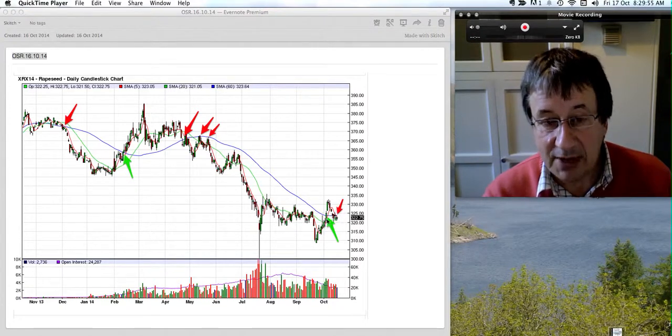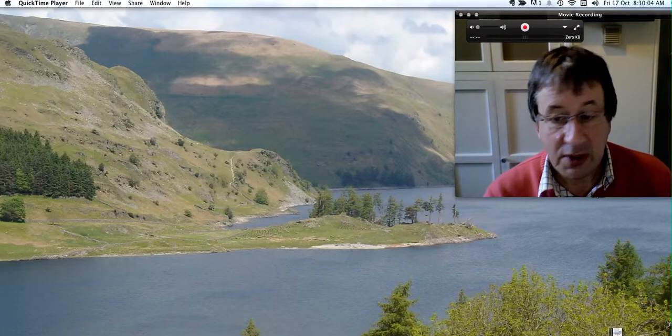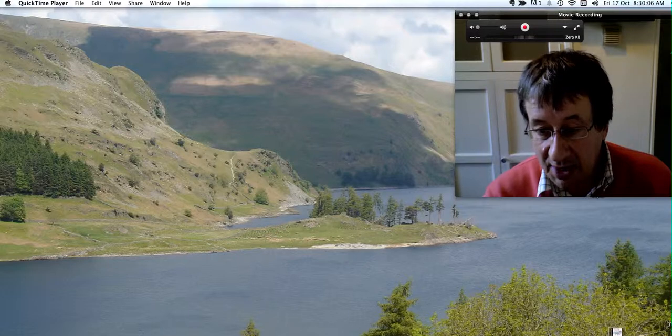If the same pattern continues on the wheat market, obviously we should see a test of this 120. But obviously some interesting price action to come. It will give us a clue what's going to happen going forward.